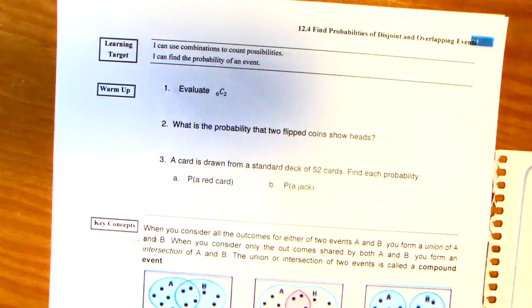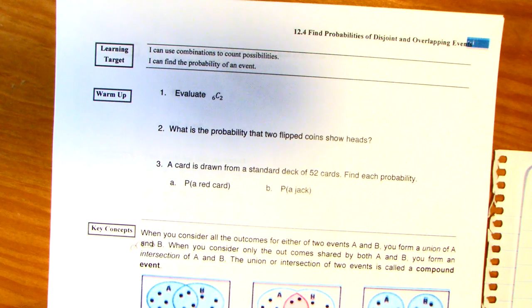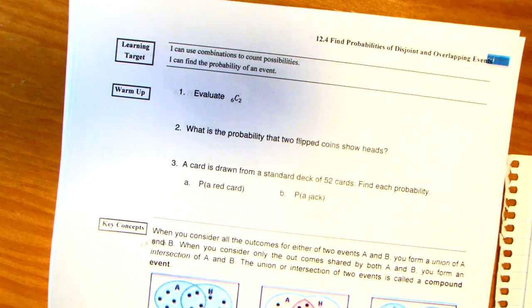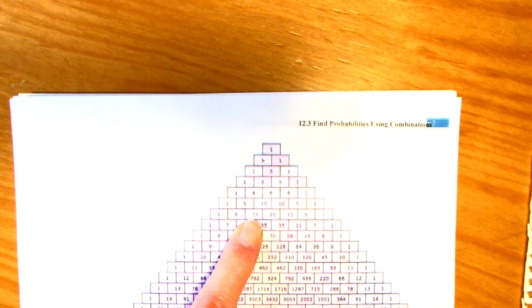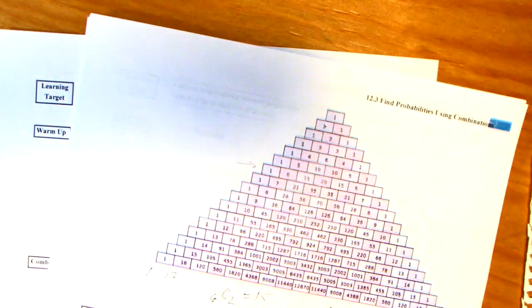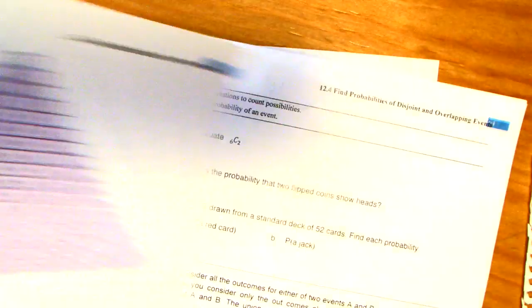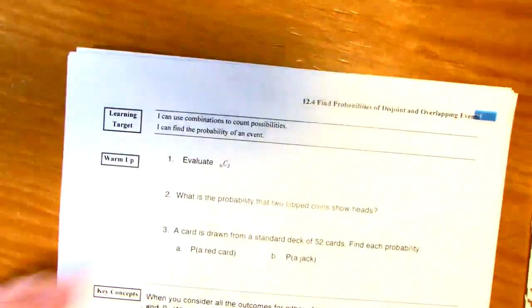We have the combination, and if you recall, you can do the combination using Pascal's triangle. Here it is. Go to row 6, 0, 1, 2. The answer should be 15, but I just messed this up. Now let's go ahead. So here we go.